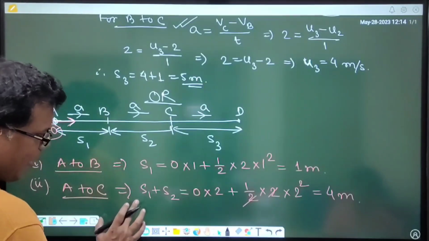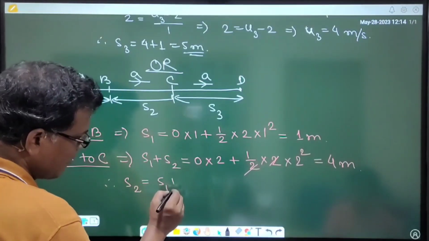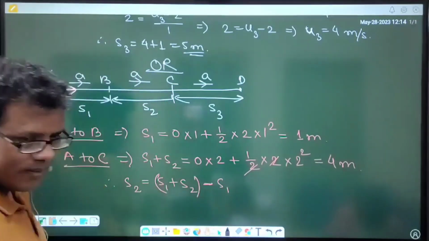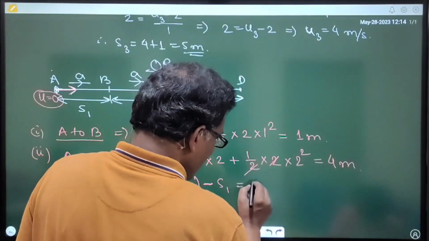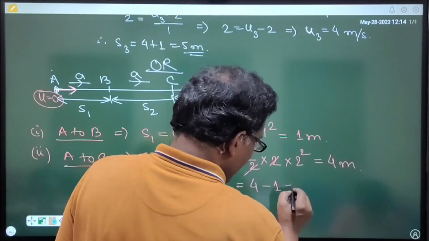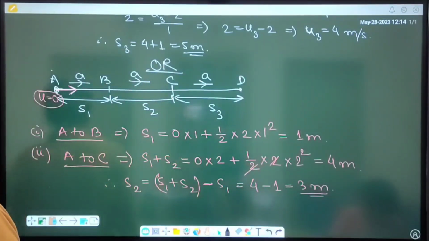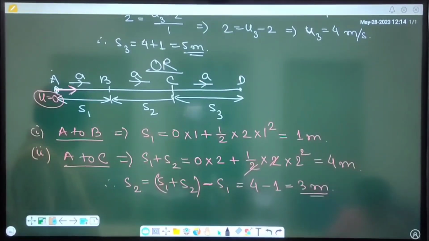So from this calculation, can I write down S2 as S1 plus S2 minus S1? Can I do this? From the calculation of S1 plus S2, if I subtract the first displacement S1, whatever remains will be the displacement of S2 alone. So that means 4 meter minus 1 meter, that is 3 meter. So I have got the exact value of S2 even without bothering to know the velocity at B. Got my point?